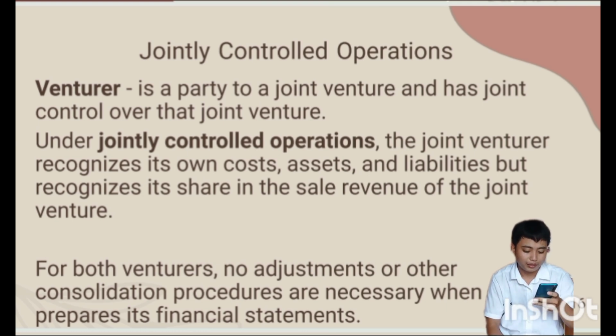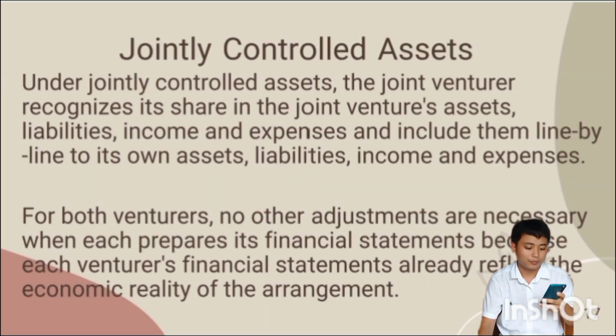So the next one would be jointly controlled assets. So let me just read the definition right here. Under jointly controlled assets, the joint venturer recognizes its share in the joint venture's assets, liabilities, income and expenses, and includes them line by line to its own assets, liabilities, income, and expenses. For both venturers, no other adjustments are necessary when each prepares its financial statements because each venturer's financial statements already reflect the economic reality of the arrangement.